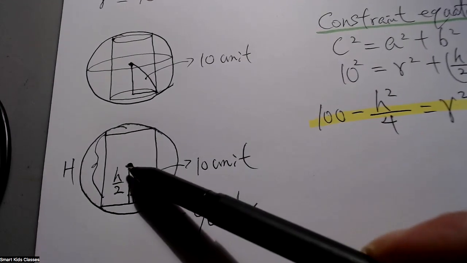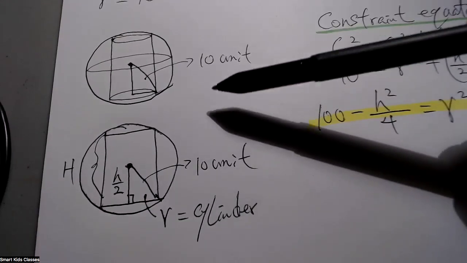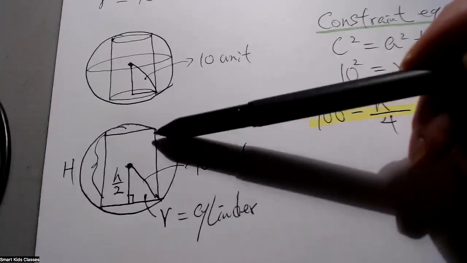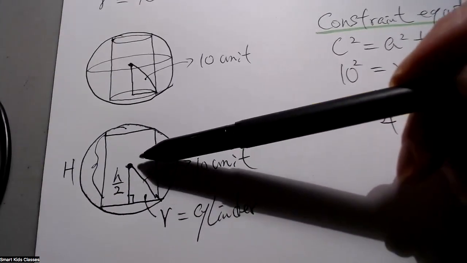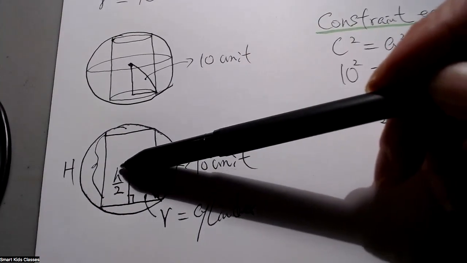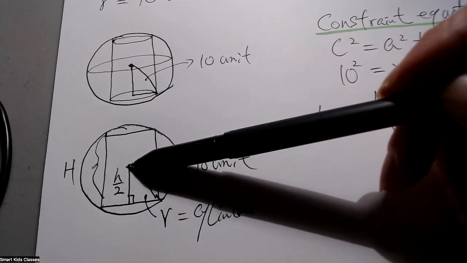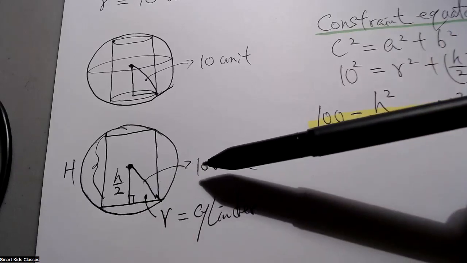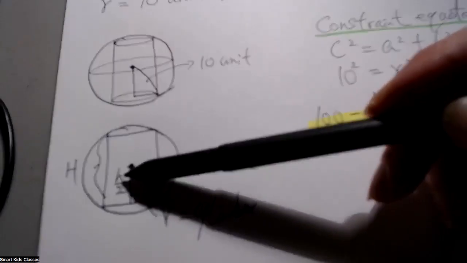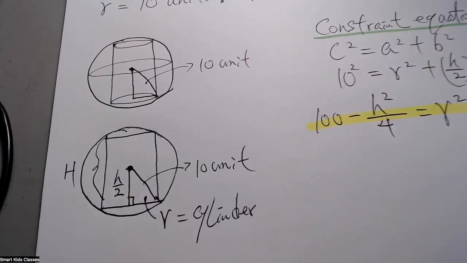So how about the height? If you look at the cylinder's face as a rectangle, the center is here, and the height from here to here is just half of the rectangle's height. So we put it as h over 2.